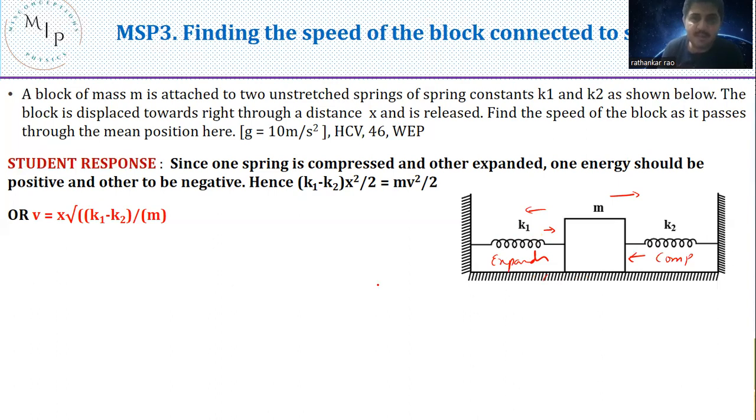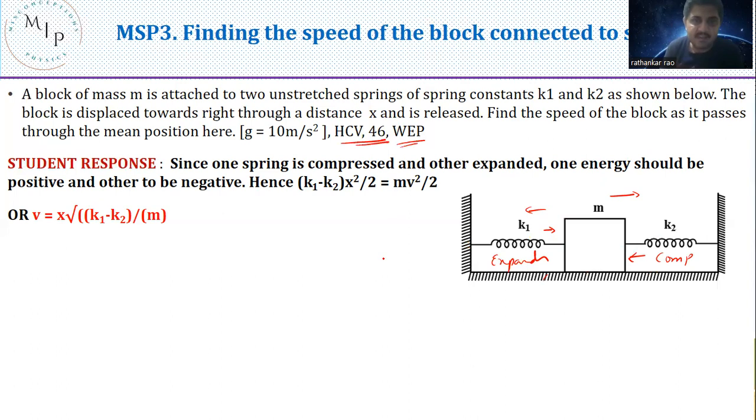Now coming back to this, this is a problem from HCV taken from the work energy power chapter, problem 46. Now what did the students do? The students made something like this. One spring, K2, is compressed and the other is expanded. One energy should be positive. They consider that K1 is positive because it is expanding, and K2 to be negative, as it is compressing.